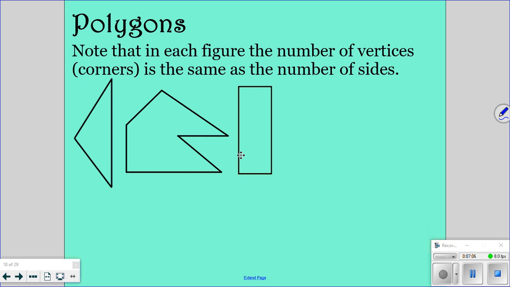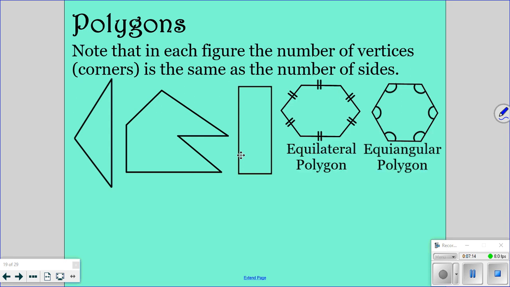On a polygon, the number of vertices is going to be the same as the number of sides. So your vertices and sides are always going to be the same number. We have equilateral and equiangular polygons. Equilateral is where all the sides are congruent. Equiangular is where all the angles are congruent.